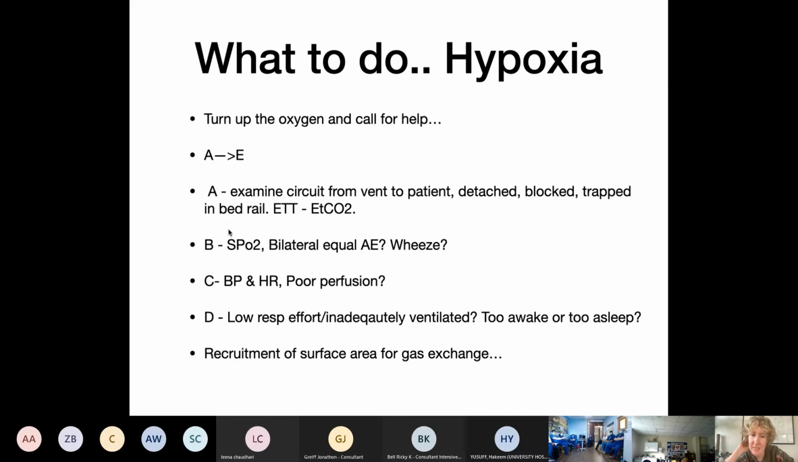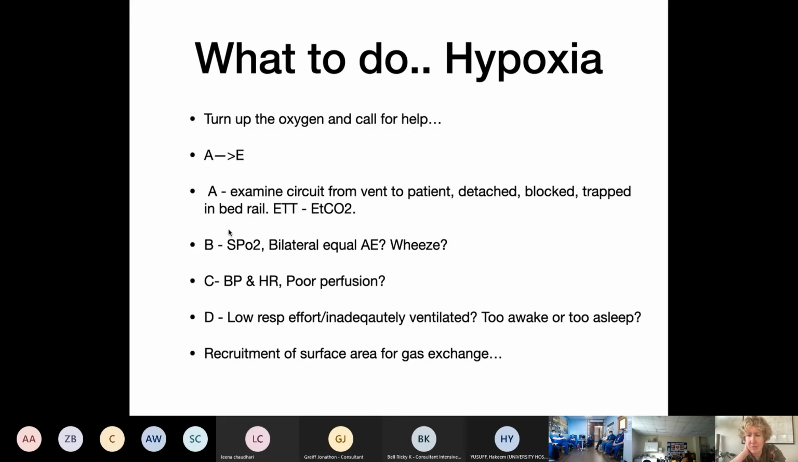Disability, are they making less respiratory effort than they were earlier? Are they exhausted because they've been on CPAP all day and they've been on the trache mask all day and they need to go back onto CPAP or CPAP pressure support overnight? Or are they inadequately ventilated? Are they too awake or too asleep? And then you could think, okay, well, is there something that I can do on the ventilator that might help? Can I improve things with that apart from just turning up the oxygen?